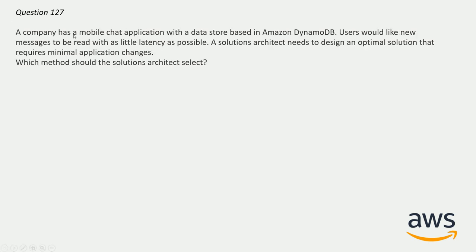A company has a mobile chat application with a data store based in Amazon DynamoDB. Users would like new messages to be read with as little latency as possible. A solutions architect needs to design an optimal solution that requires minimal application changes. Which method should the solutions architect select? And here are the options.